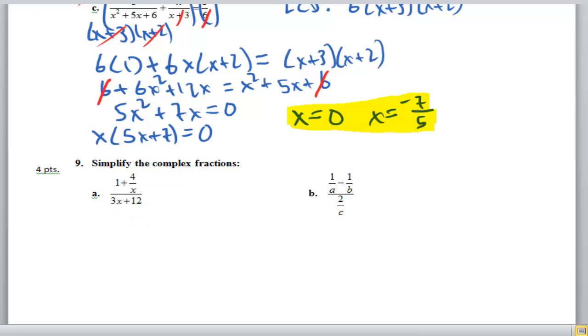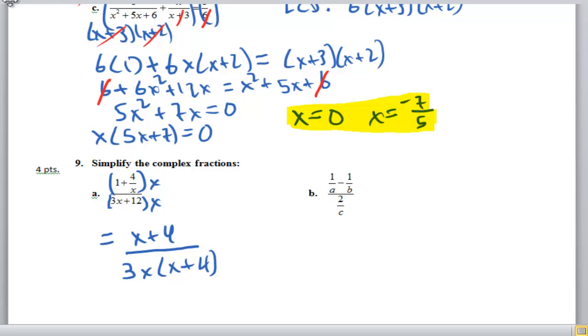So all I really have to do in this one is multiply the top and the bottom by x. And in the top, I had to distribute, and I get x plus 4. And in the denominator, I'm going to leave that in factored form, so I'm not going to multiply it out. And actually, 3x plus 12 itself can even be factored. So I can take out a 3 there, and I'd be left with 3x times x plus 4.